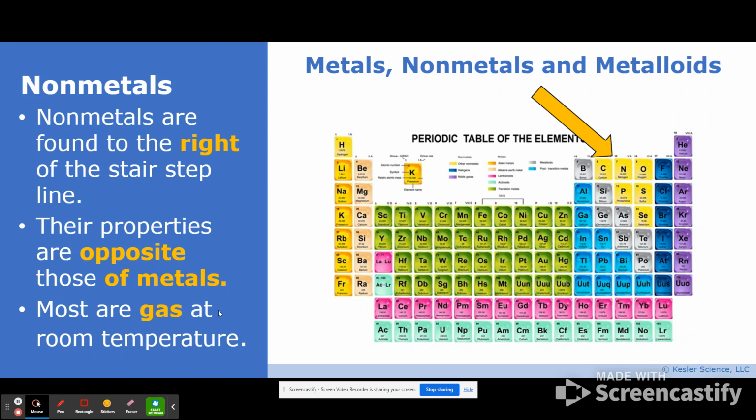They're opposite. Most of them are gas at room temperature. So the ones that are yellow over here, blue, and purple. Here, this gray one are your metalloids. So everything on this side of your gray metalloids.